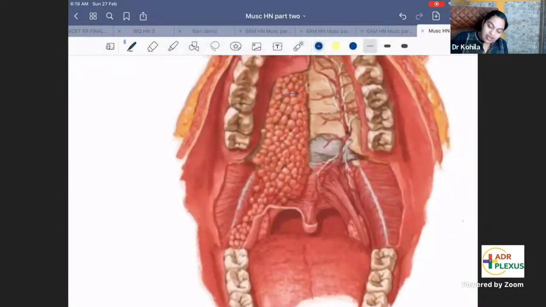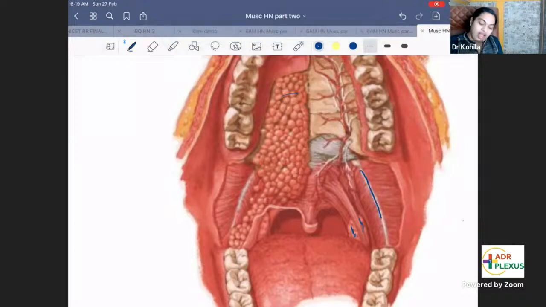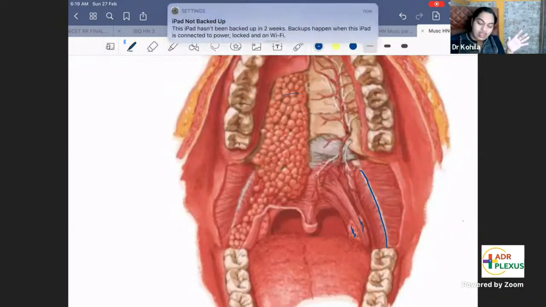So you see the palatine tonsil here. What is the muscle contributing to the tonsillar bed that you see here? It's a very nice picture to show you the pterygomandibular raphe. Can you see this white line here? From the pterygoid hamulus to the mandible behind the 3rd molar. Yeah, this is the pterygomandibular raphe.